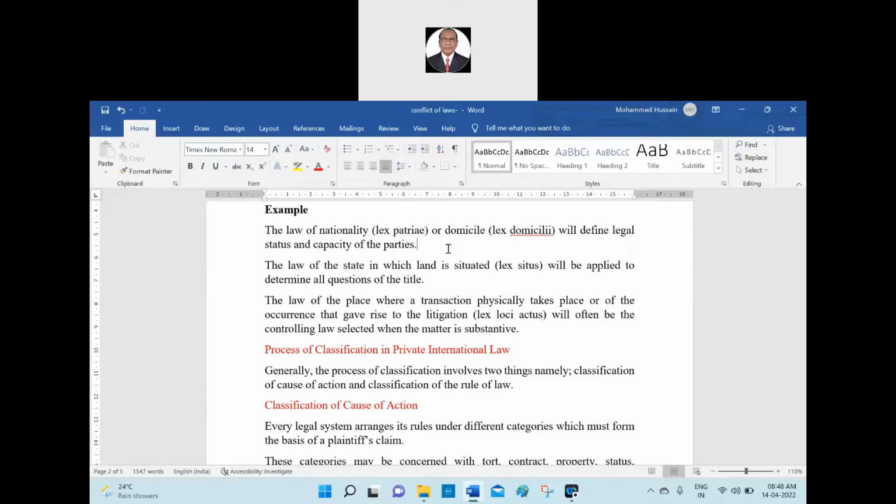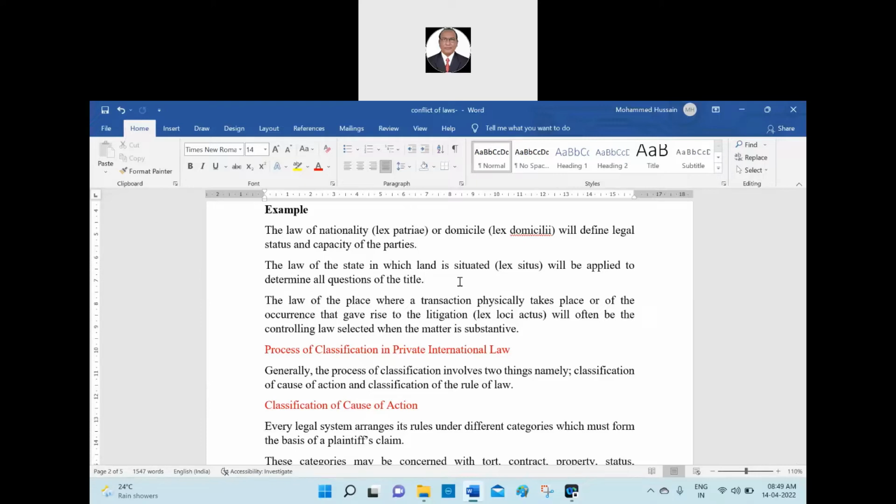So let us see the law of the state in which land is situated. Lex situs will be applied to determine all questions of title. So it is a fundamental principle, later we can say the doctrine, that for movable and immovable property, generally the immovable property, we can take it as lex situs.